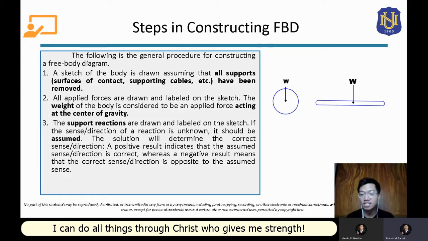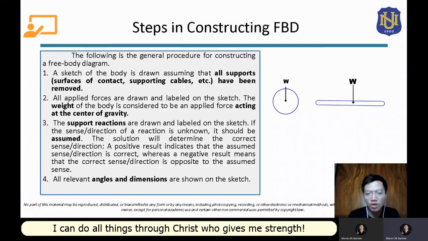Okay, because the answer is negative. So from that, you can correct your assumption. It's okay that you assumed it wrong because it was determined naman, no, in your solution.